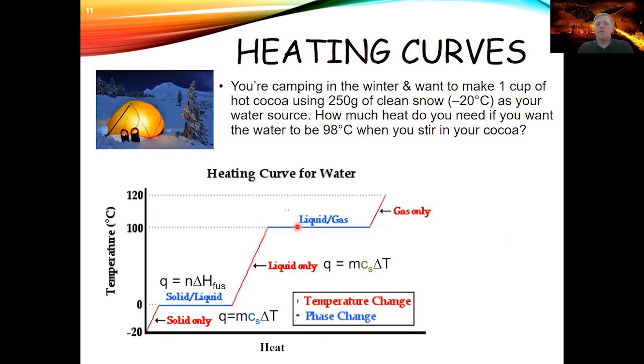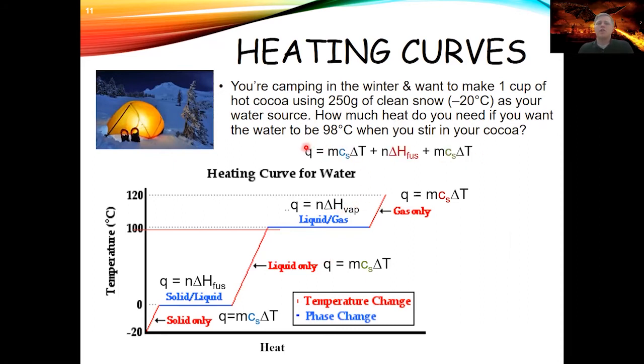Then if we get up to our phase transition between a liquid and gas, we'd have to use another equation there. And then if we were heating the gas, we'd have a fifth equation for heating the gas. Now luckily, in our problem, we're only going up to 98 degrees Celsius, which is right here, right below our phase transition. So we're only going to be dealing with heating the solid, melting the solid, and then heating the liquid. Right, so our total heat is going to be a combination of all these equations.